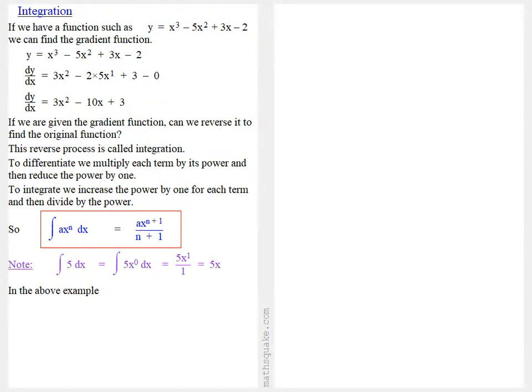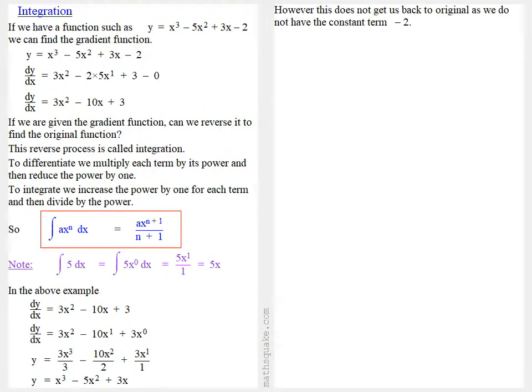Now if we go back to our original example, after differentiating we had dy by dx is equal to 3x squared minus 10x plus 3. Or we can write that dy by dx equals 3x squared minus 10x to the power 1 plus 3x to the power 0. So when we integrate, the 3x to the power 2 becomes 3x to the power 3 over 3. The minus 10x to the power 1 becomes minus 10x to the power 2 over 2. And the plus 3x to the power 0 becomes plus 3x to the power 1 divided by 1. Now that simplifies to y equals x cubed minus 5x squared plus 3x.